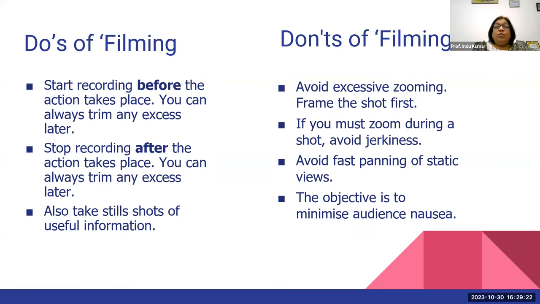Then while shooting, we should avoid excessive zooming, because sometimes excessive zooming is jerky. So if we are using zoom, we must avoid jerkiness. Avoid fast panning of static views. If the views are static, there is no movement in the scene, so we should avoid panning the camera. If there is a movement which we need to capture, then only we should pan the camera or move the camera from one angle to another to capture the movement which is happening in the scene.